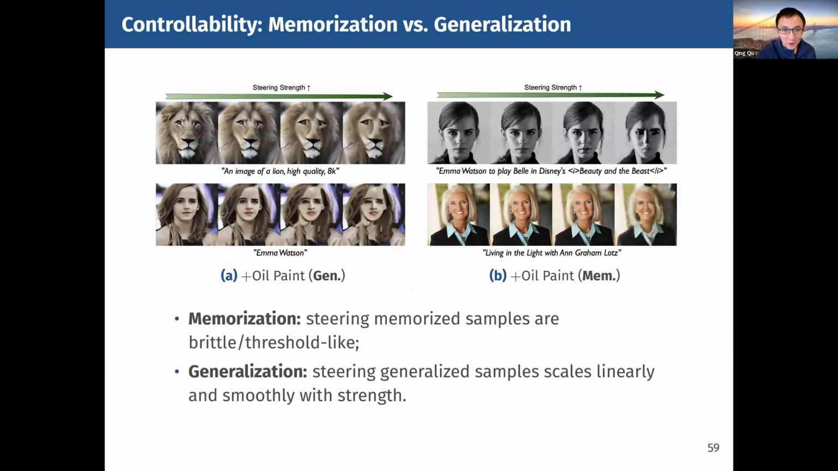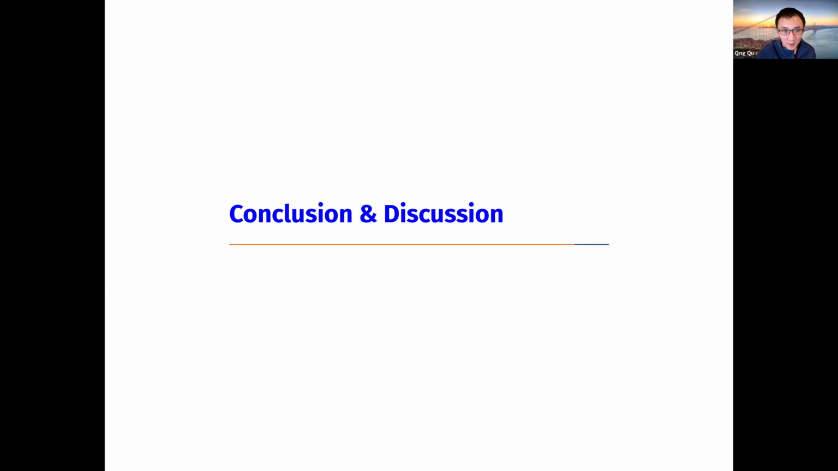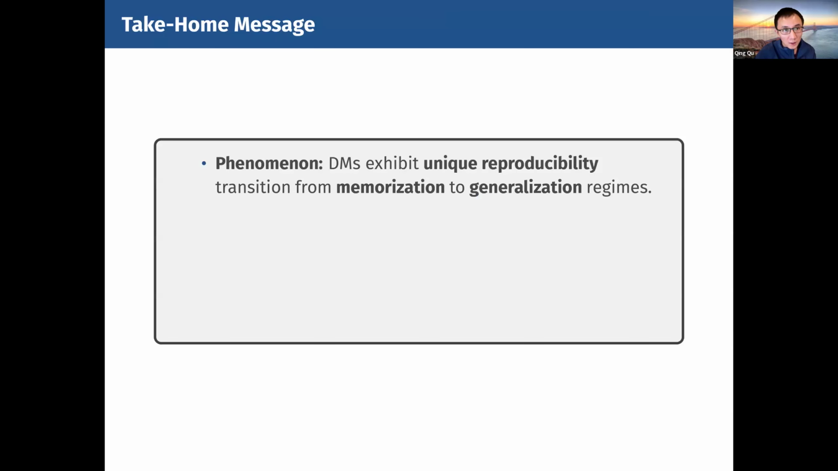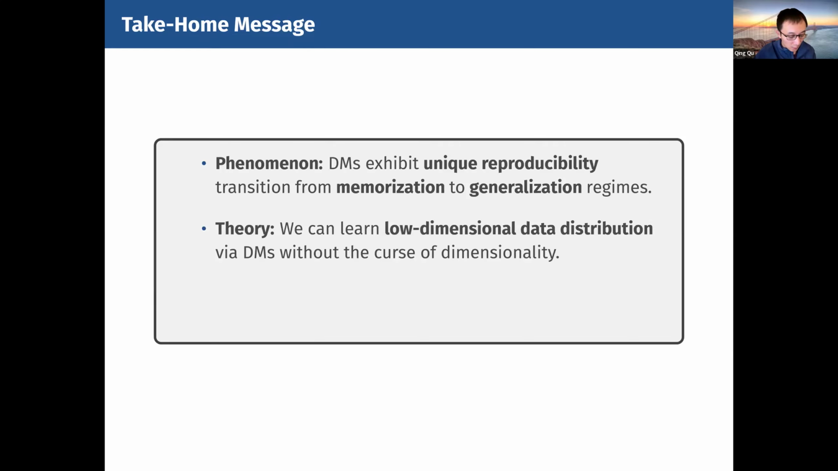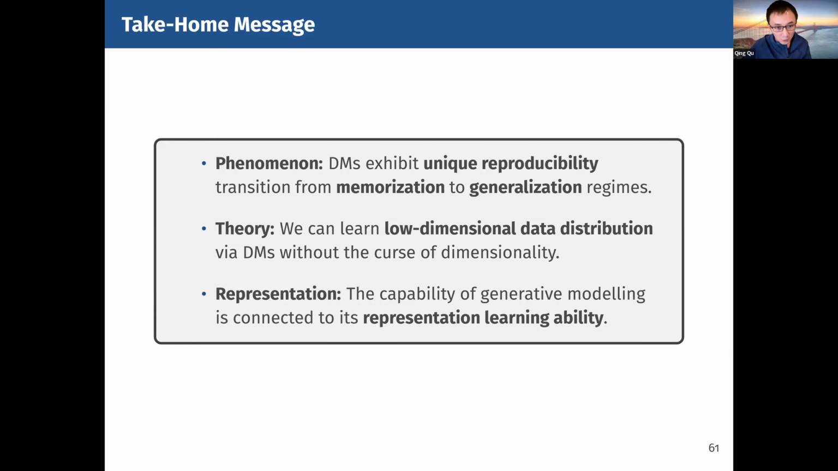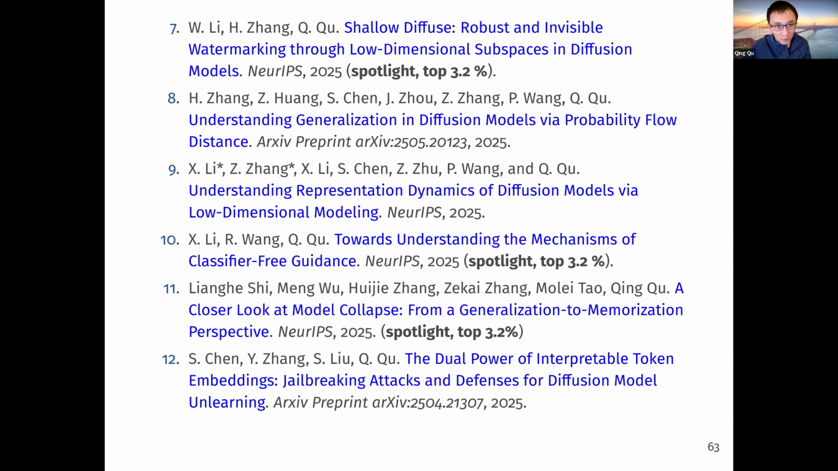So I think I'm running out of time, so I'll skip all the other parts. And in conclusion, in this talk I showed three things. One is to understand generalization, we started from this unique model reproducibility phenomenon and showed this transition from memorization to generalization. And in theory, our belief is that the reason we can break the curse of dimensionality when enabling generalization is because we are learning low-dimensional distributions. And finally, I want to highlight there's a strong connection between representation learning and generative modeling. And these are all the key references.